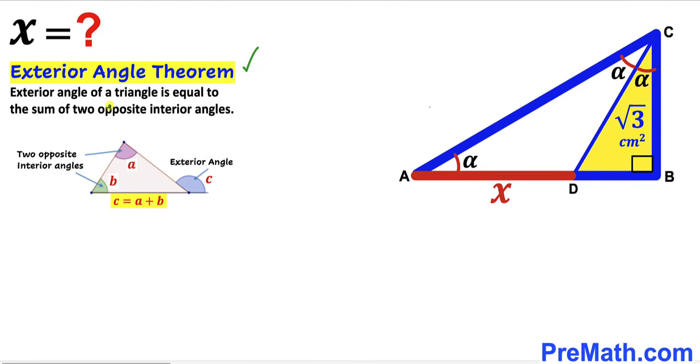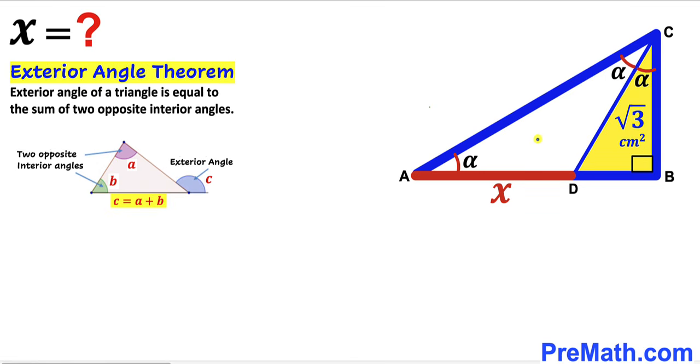According to this theorem, the exterior angle of a triangle is equal to the sum of two opposite interior angles, as you can see in this given diagram. And here we can see this angle C is our exterior angle, whereas these angles A and B are our opposite interior angles, such that this angle C is going to be equal to A plus B.